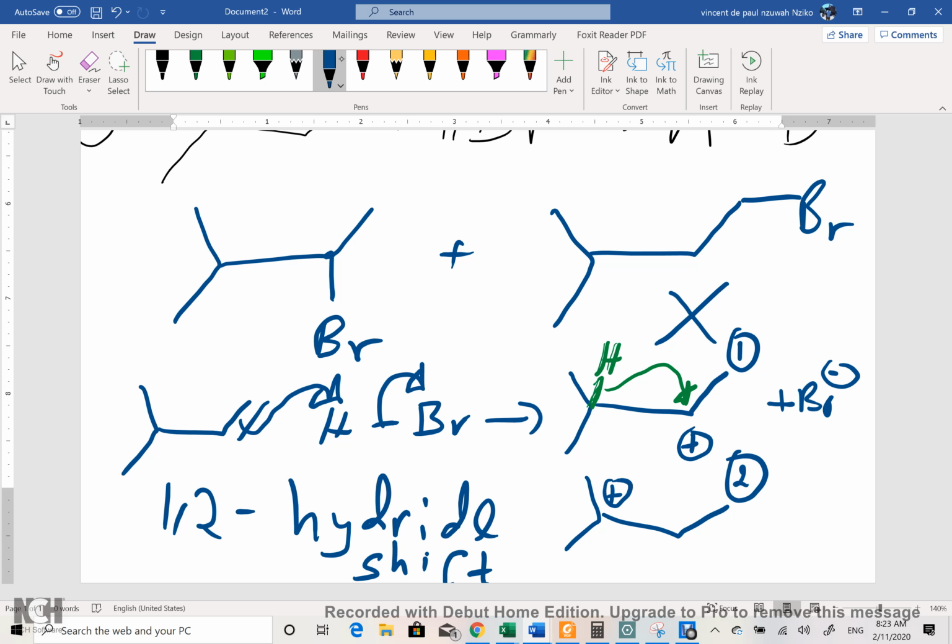Well, if it is next to a secondary center and it is a secondary carbocation, there's no point. Does that make sense? If the carbocation is next to a secondary center, then there is no point for migration. You are already secondary, why should you migrate to become secondary again? You know, there's no point, right? Yeah. Does that make sense?